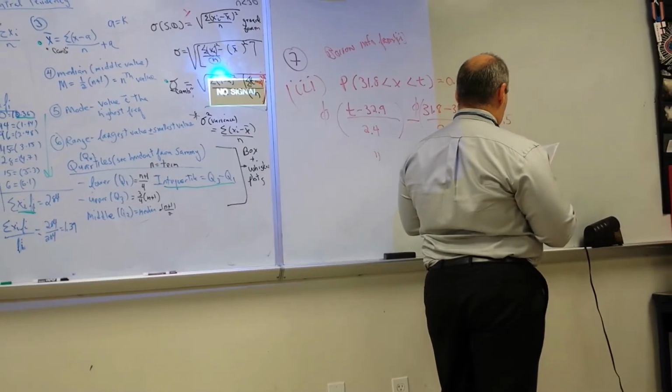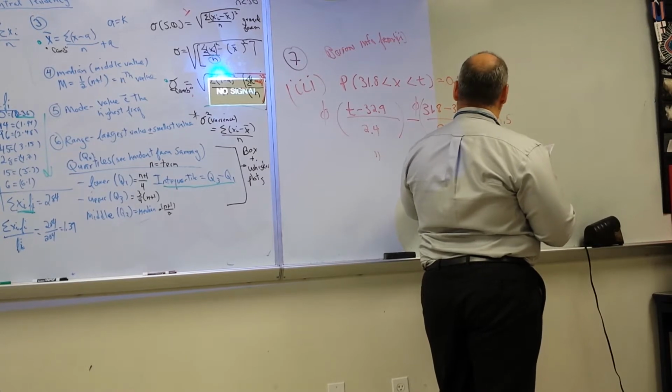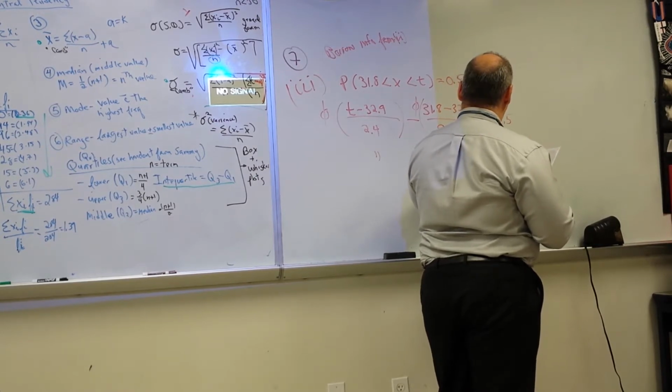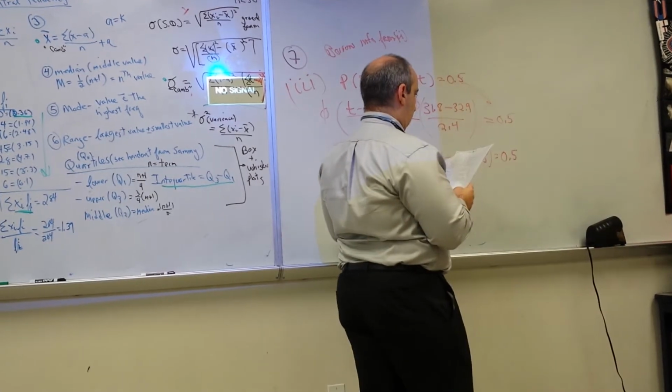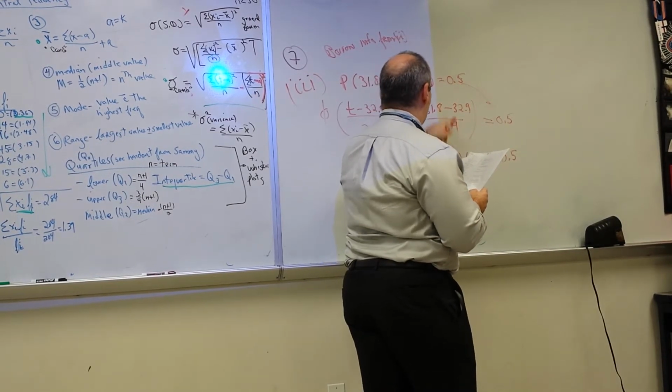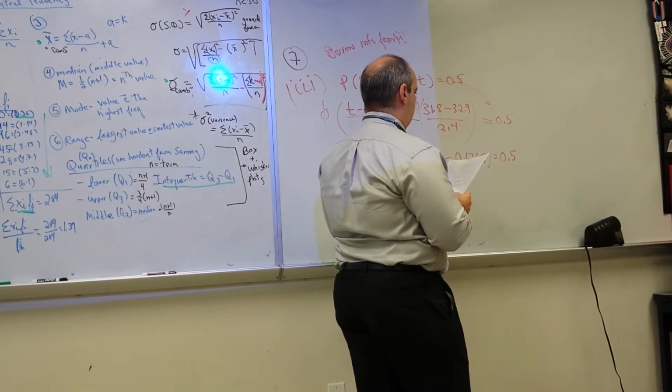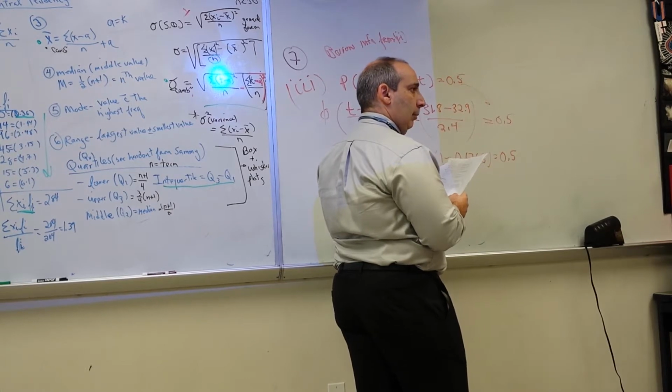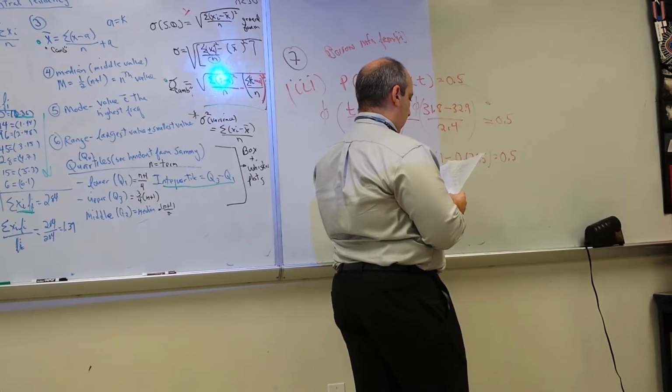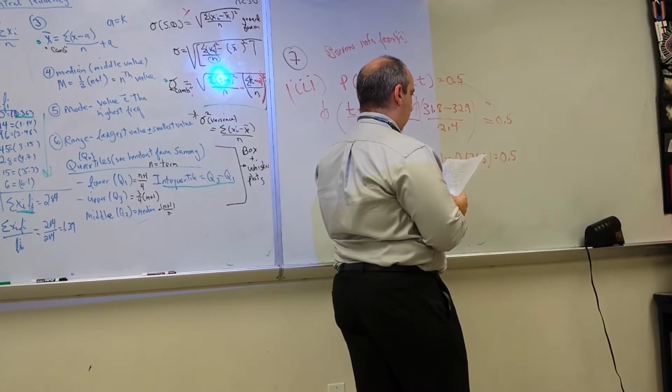0.67 whatever. 0.6765. Negative 0.458. So it comes out to negative 4 point something. Then you look it up, and you have to look up the positive and then do 1 minus that probability. This one sucks. I don't like it, so don't worry about it.